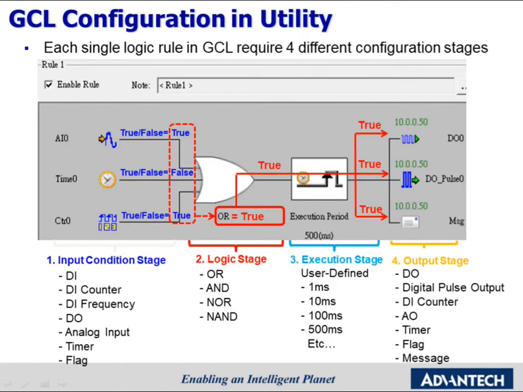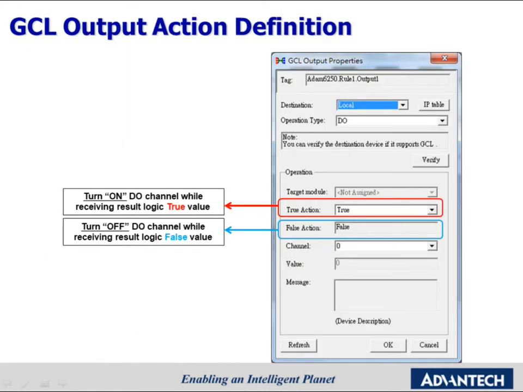As shown in the picture, each single logic rule in GCL requires 4 different configuration stages. It's easy to set a GCL rule by double-clicking each item in the 4 stages. For example, by double-clicking one of the 3 input channels, the user can configure this channel to DI, DO, or timer, and so on. The GCL output action can be defined by the user. For example, the user can set a trigger action by receiving the logic trigger value, just like this picture here.